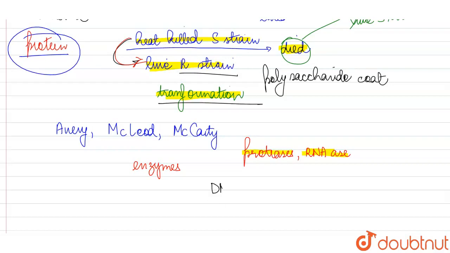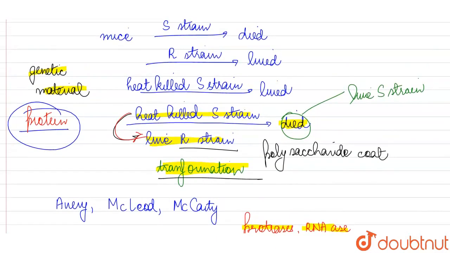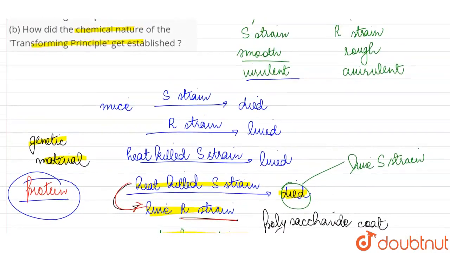So next they used DNase enzyme, and they found that after digesting with this enzyme, transformation was not occurring, and it was thus concluded that this transforming principle must have been DNA, deoxyribonucleic acid, which had led to the transformation of the R strain bacteria into the S strain bacteria, which made them virulent, and that is why the mice were dying.